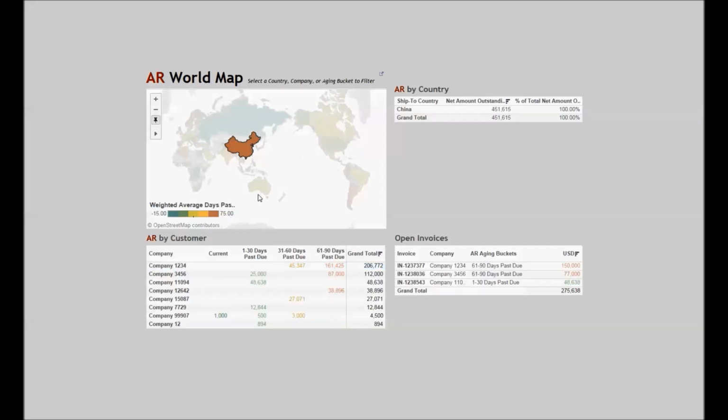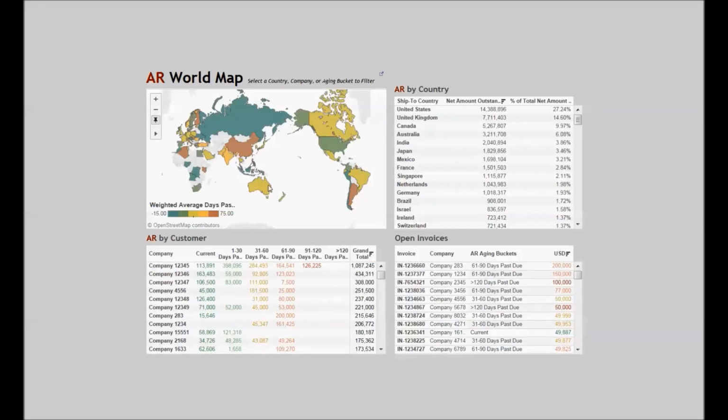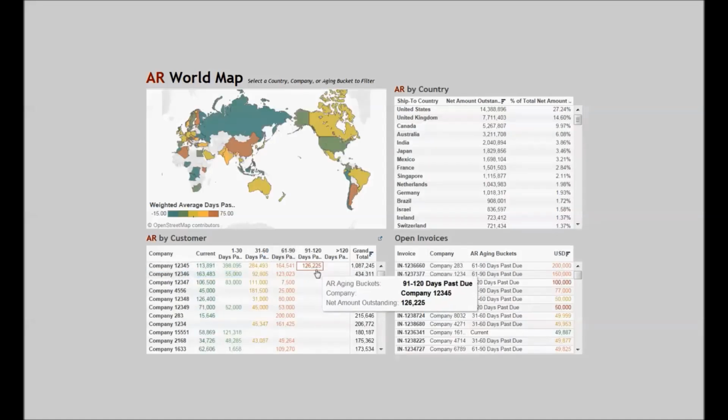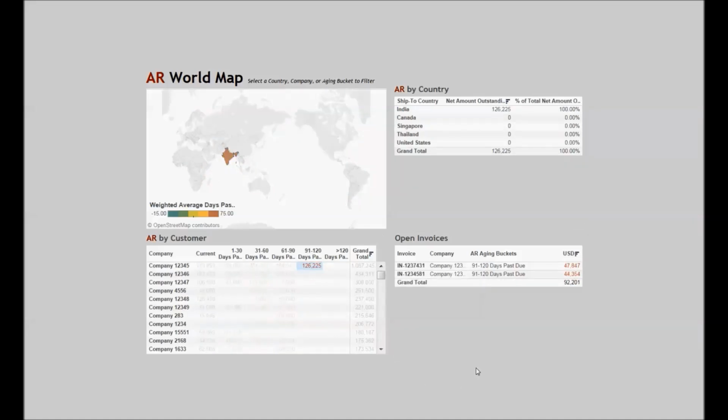From a different perspective, if you weren't responsible for just a region, but all customers, if you just select that customer, all other regions of this dashboard are updated. Likewise, if we get the okay from our boss to clear out all the old stuff like 90 days and older, maybe we can collect it or we can write it off. We can just focus on our aging buckets. So we just select that bucket we're interested in, and we see which invoices we need to focus on.